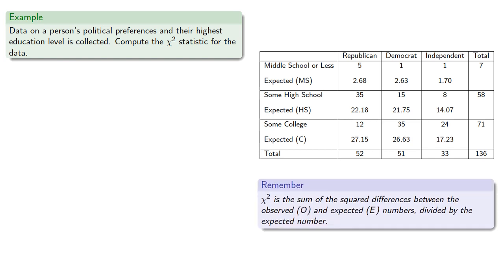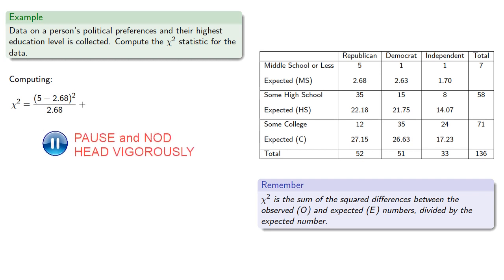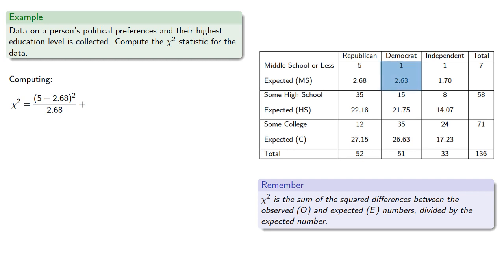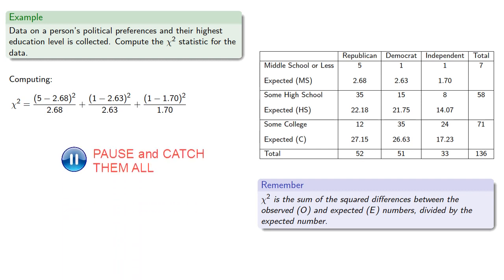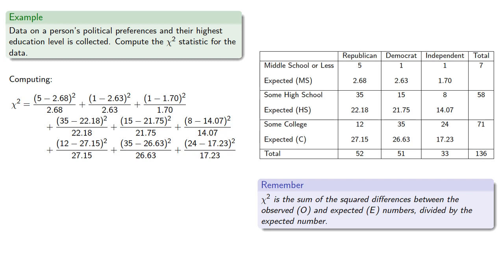So remember, the Chi squared statistic is the sum of the squared differences between the observed and the expected numbers divided by the expected numbers. So for the middle school or less, we observe 5 Republicans and expect to see 2.68, so we'll find the squared difference divided by 2.68. We observe 1 Democrat, we expect 2.63, so we find the squared difference divided by 2.63. And 1 independent observed minus 1.7 expected, squared difference divided by the expected number. And we can perform similar computations for the high school and college groups. And adding everything together gets us our chi-squared statistic.